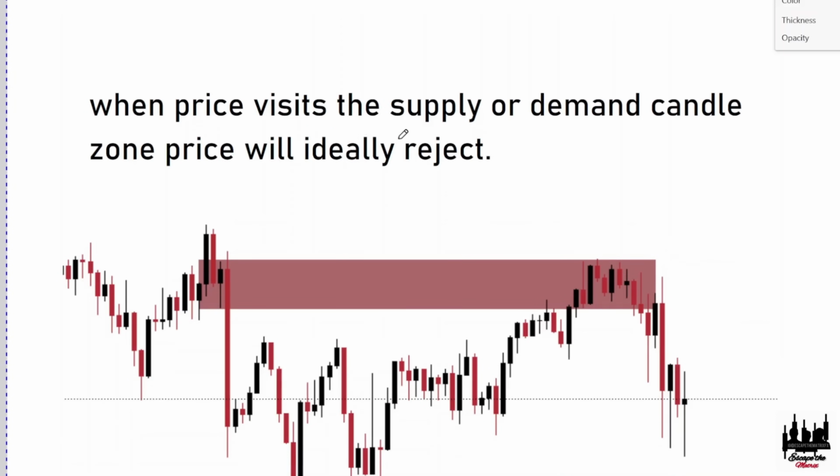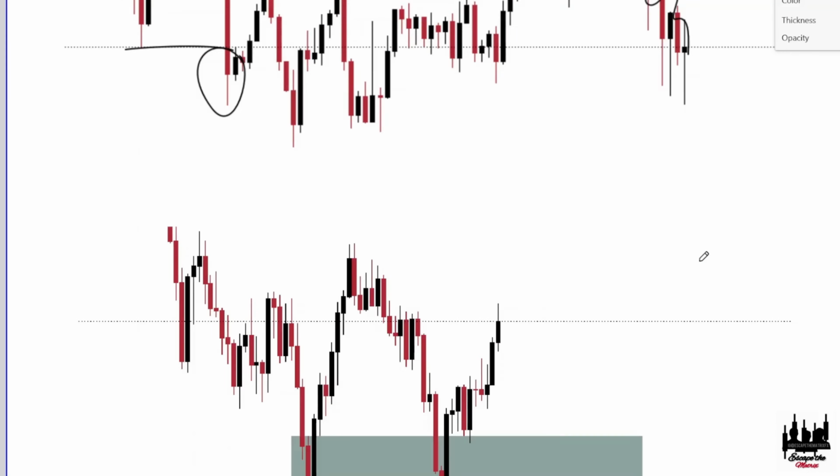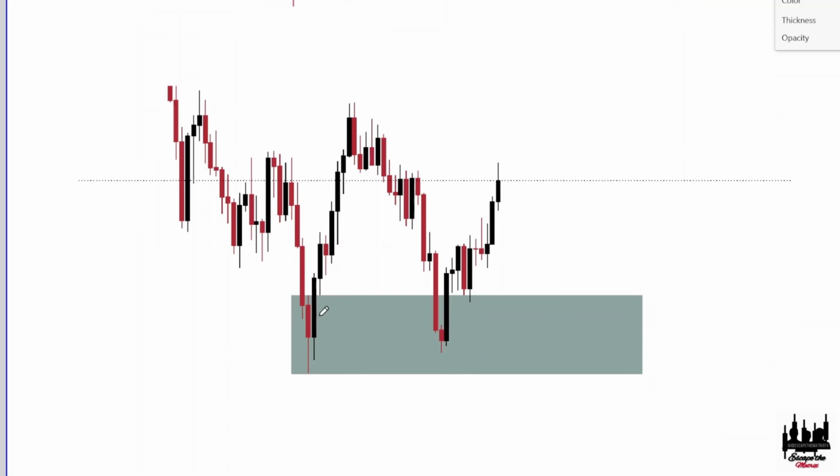When price revisits the supply and demand candle zone, price will ideally reject. So when price comes back to this area, it's more than likely to reject. As you can see, we have our last bull candle before a bearish drop that did significantly break a resistance level. Later on, price comes back into the zone to later on reject. Same with here. We have a last bear candle before a bullish expansion that caused a structure break right here. Price comes back. When it comes back to this area, it's more than likely to react and go bullish.